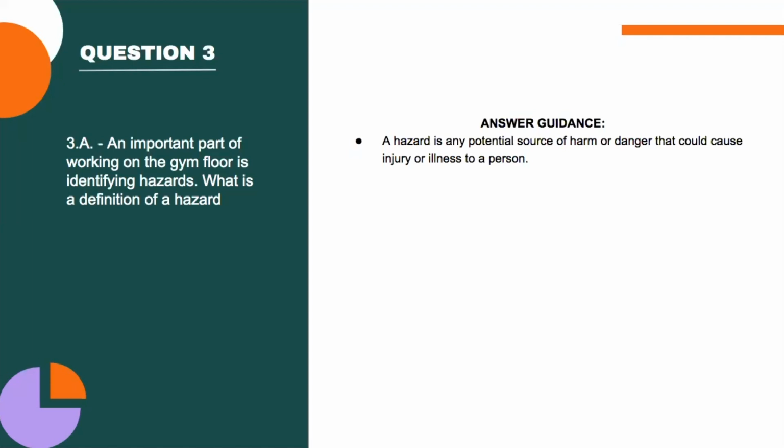Okay, but let's start by looking at what a hazard actually means. A hazard can be defined as any potential source, situation, or condition that has the potential to cause harm, injury, or damage to individuals or property. It's important to recognize hazards and take appropriate measures to mitigate or eliminate them to make sure that the gym environment is a safe environment for everyone.